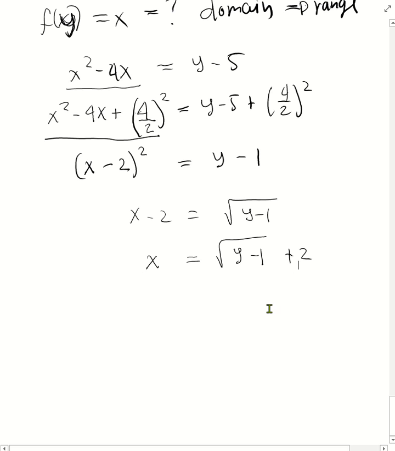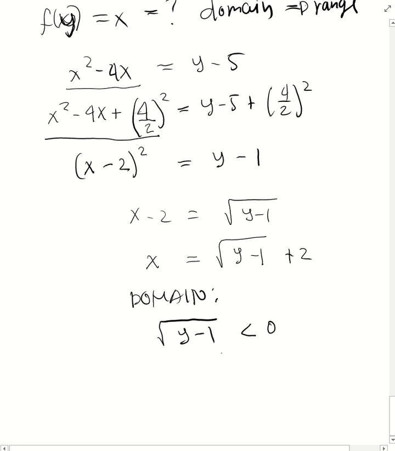Then the question is, what is the domain of this function? So the domain of this function: we have a radical, the square root of y minus 1. If there's a radical, it's an irrational function, then there's a restriction for the domain. So this radical y minus 1 should not be less than 0 or negative. It cannot be negative, so it should not be less than 0.